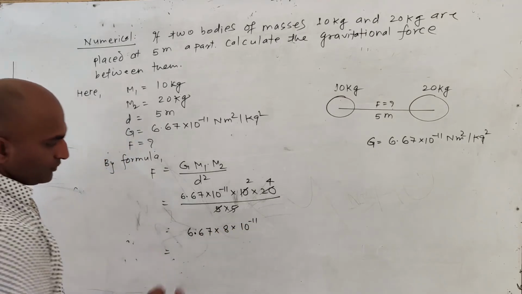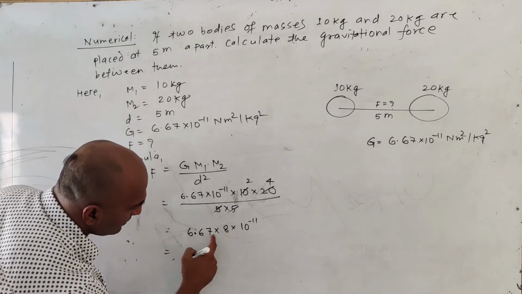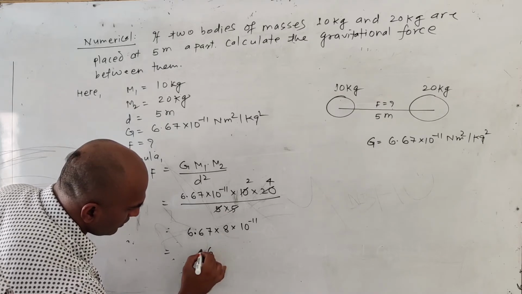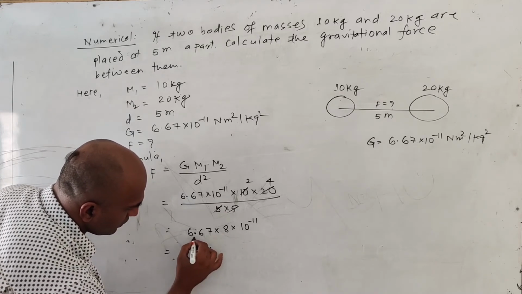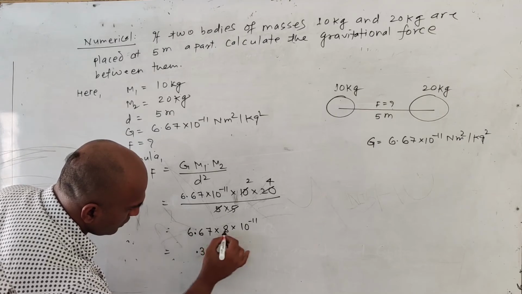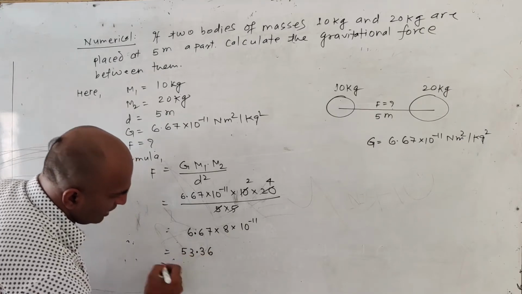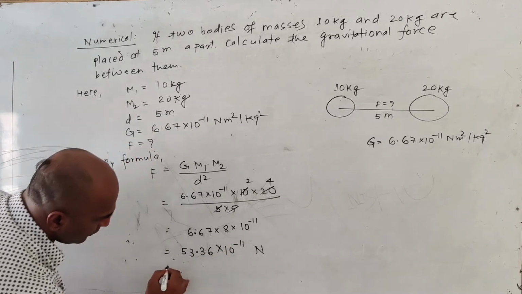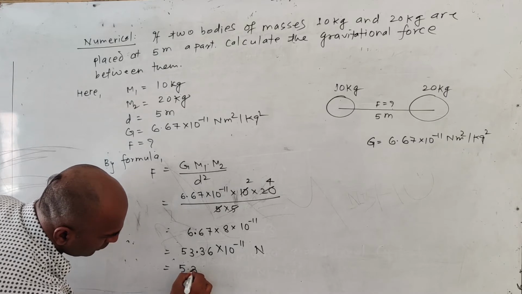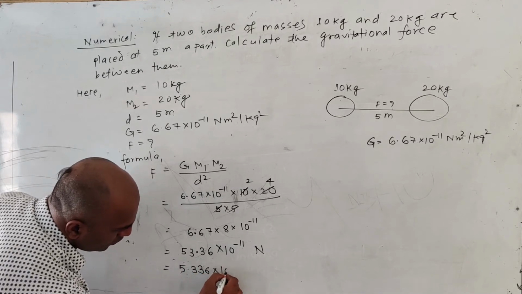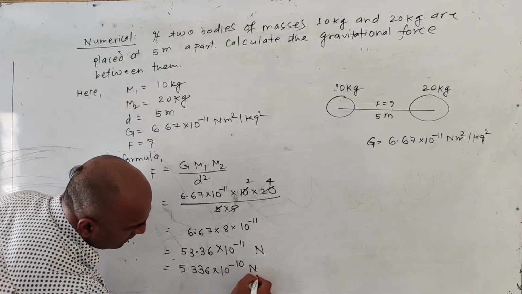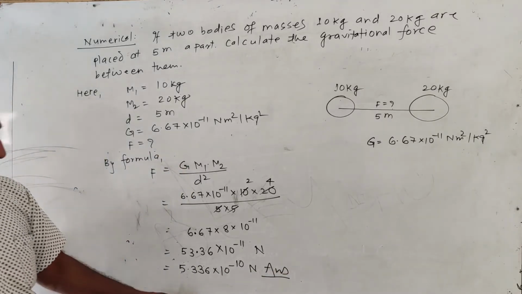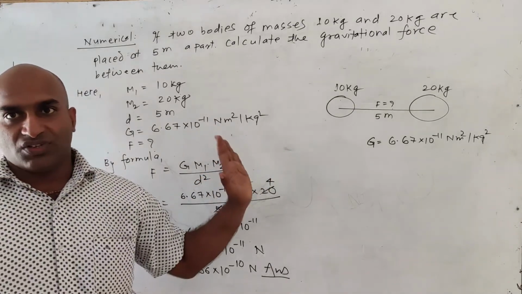This is equal to 53.36 into 10 power minus 11 Newton, and this can be taken as 5.336 into 10 power minus 10 Newton. This is your final answer. In this way, very simply we can calculate the gravitational force between two bodies.